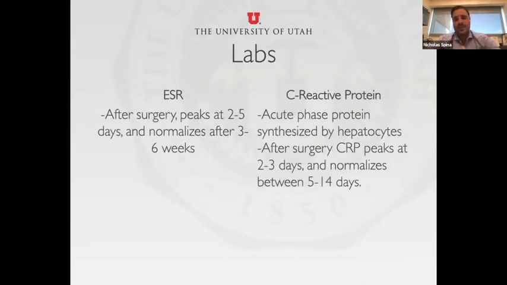And so in terms of lab work, kind of the gold standard, and in my clinical practice, I think, is based largely on C-reactive protein and ESR. These are both acute phase reactants. CRP is probably the most sensitive. It's elevated in about 98% of postoperative surgical site infections. It's synthesized by hepatocytes. We know that after surgery, it tends to peak at 2 to 3 days and normalizes between 5 and 14 days.